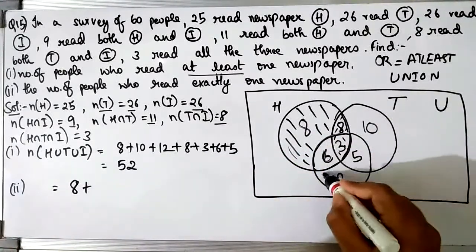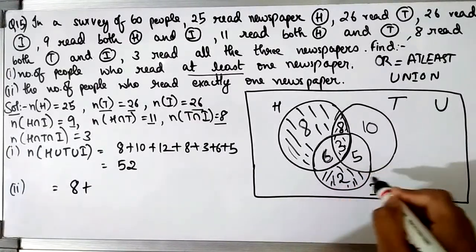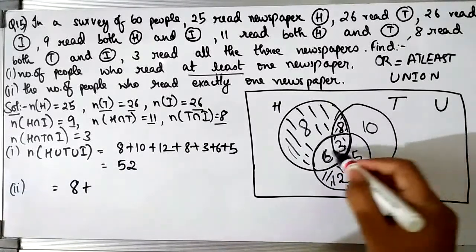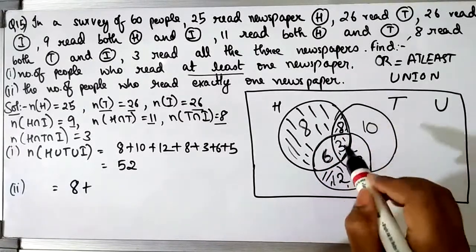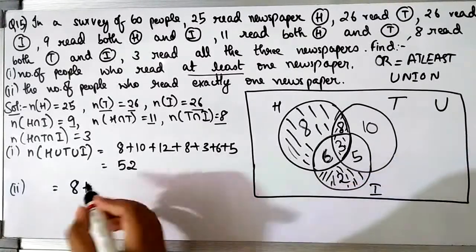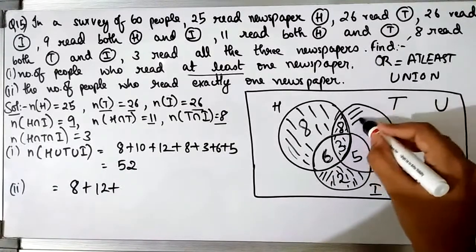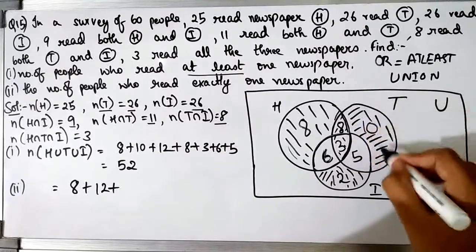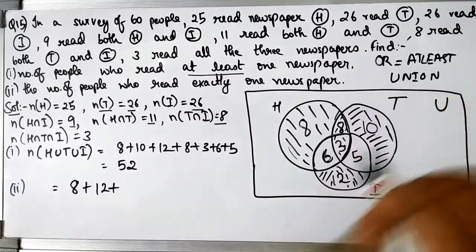Then check for I. For I, only this portion, these 12 people are there who read only the newspaper I, and they do not read any other newspaper other than I. This portion also consists of people, but they read I as well as H. But we want only those people who read exactly one newspaper. So we're going to take these 12 people and add them. Also for the T newspaper, only this region of 10 people read exactly one newspaper, and that one newspaper is T.